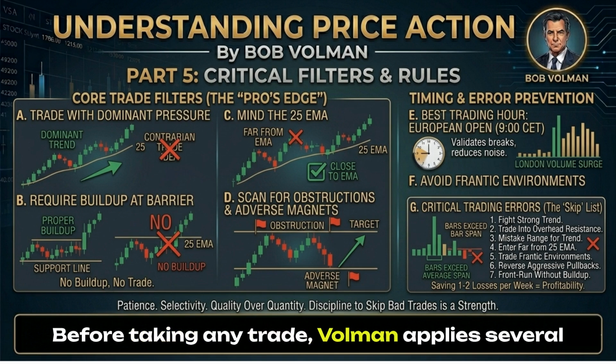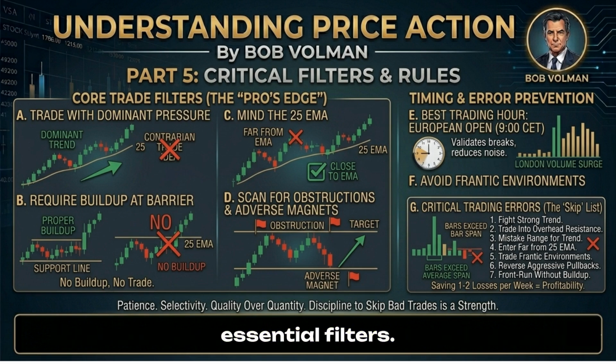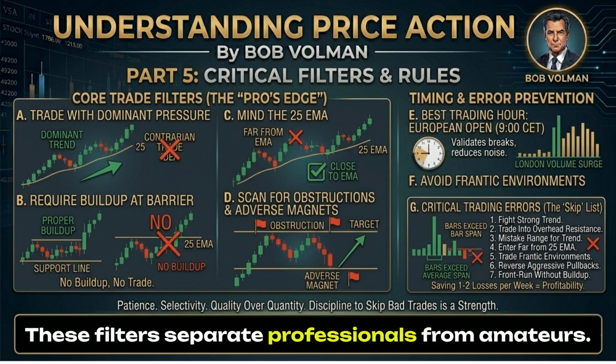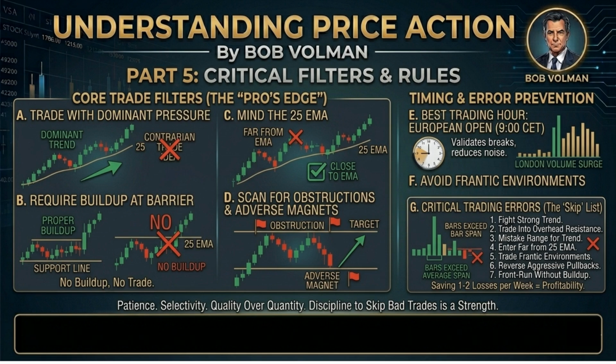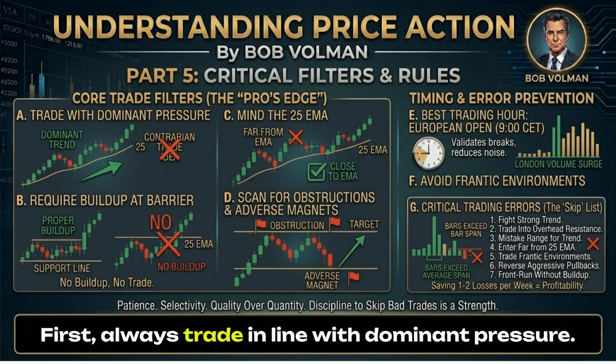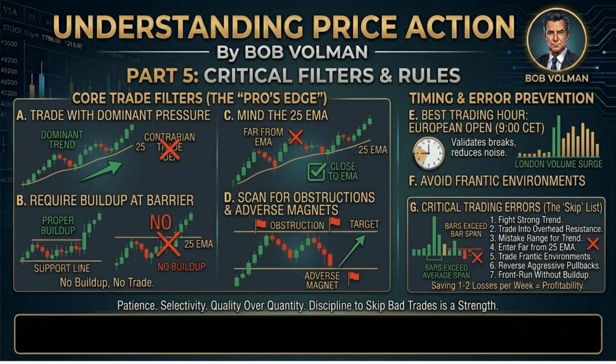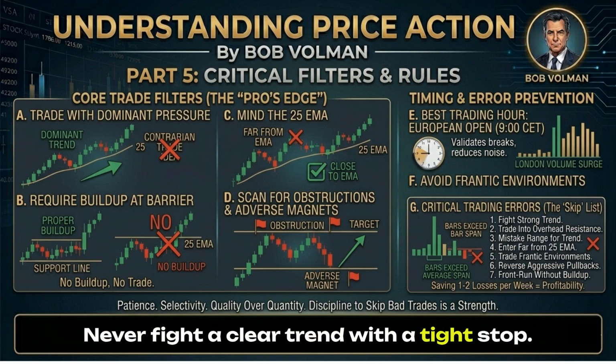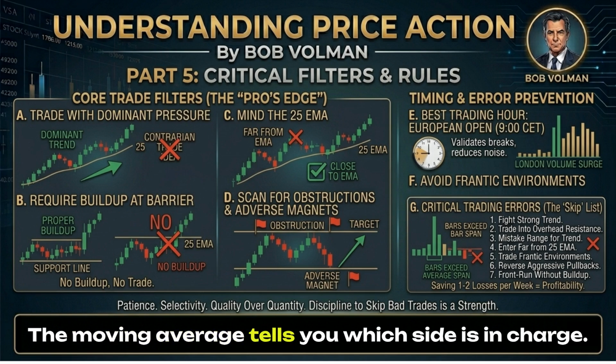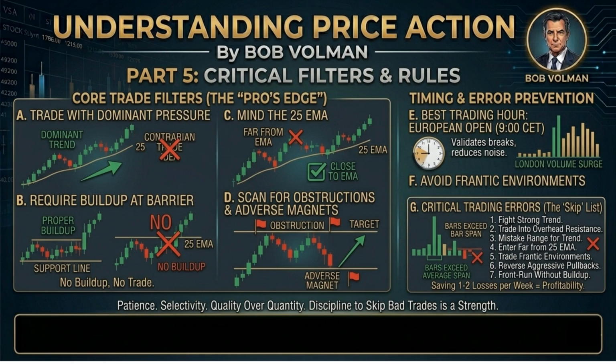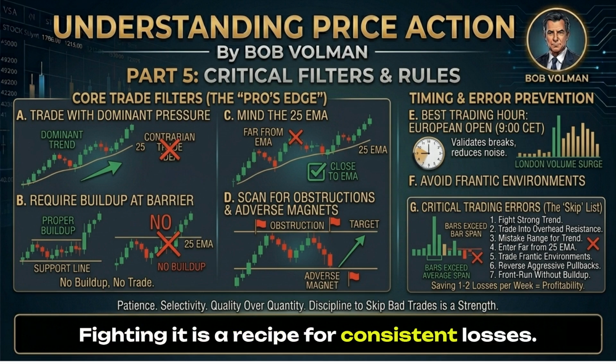Part 5. Critical filters and rules. Before taking any trade, Volman applies several essential filters. These filters separate professionals from amateurs. First, always trade in line with dominant pressure. Never fight a clear trend with a tight stop. The moving average tells you which side is in charge. Fighting it is a recipe for consistent losses.